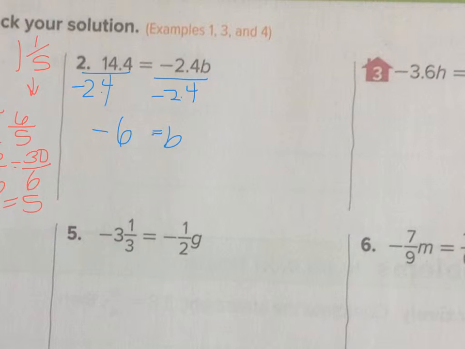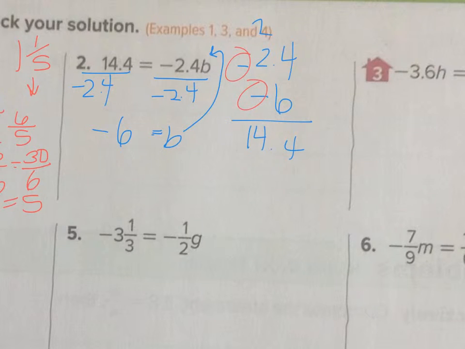And to double check this, we can take negative 6 times negative 2.4, because when we put negative 6 in for b to double check our answer, we get, so 6 times 4 is 24, 6 times 2 is 12, 13, 14, and when we take a negative times a negative, we get a positive number, so positive 14.4, which is our answer.